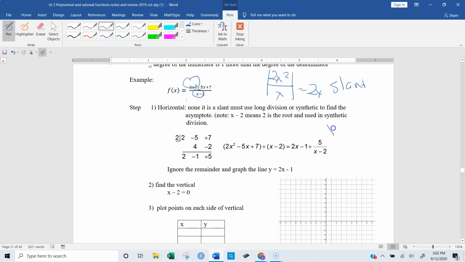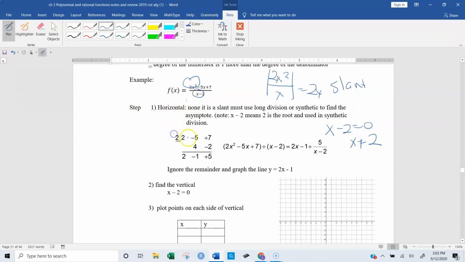We still know at x minus 2 equals 0 that x equals 2 is undefined. And we'll have to factor the top to see if this helps us out or not. So first we got to find this slant asymptote. To do this, we do synthetic division.